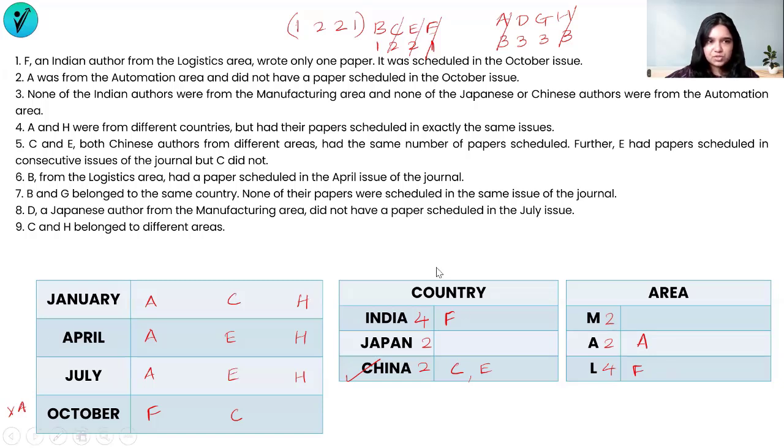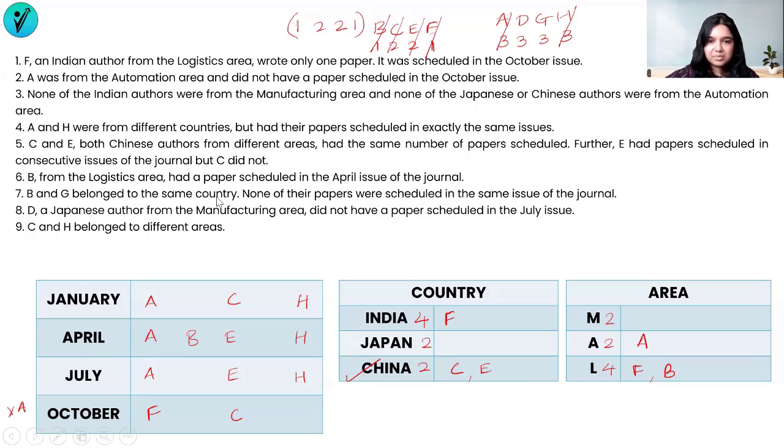B from logistics. So B is from logistics. Had a paper scheduled in the April issue of the journal. So we know B has released only 1 paper, and that was in April. So B is taken care of.